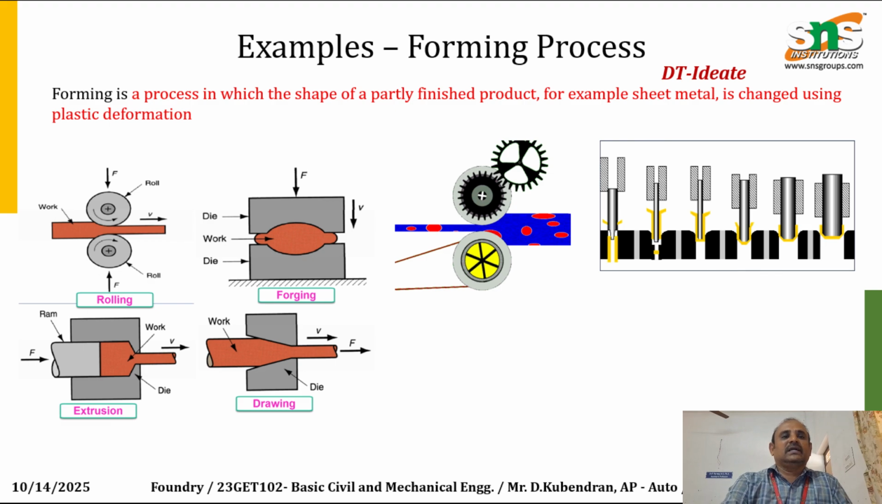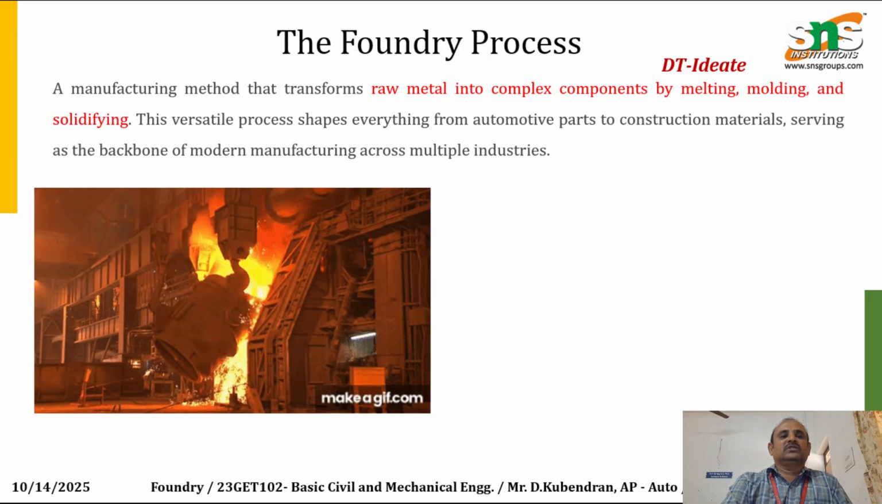Based on production type, the jobbing foundry produces small quantities or custom castings as per customers' requirements, suitable for repair or procurement. Production foundry produces standard castings in medium or large quantities, common in automotive and machinery industries. Based on molding process, foundries are further classified into sand foundries, permanent mold foundries and die casting foundries.